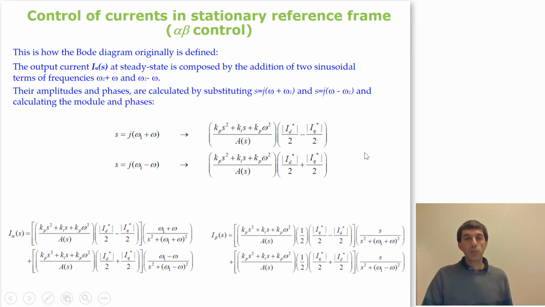So the amplitudes of the Bode diagram can be calculated by substituting in here the frequency of the sinusoidal, omega 1 plus omega, and the other amplitude corresponding to this sinusoidal can be obtained by substituting this omega 1 minus omega in this expression.